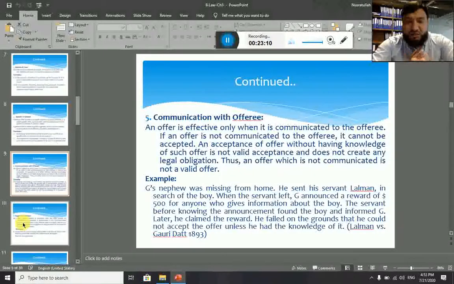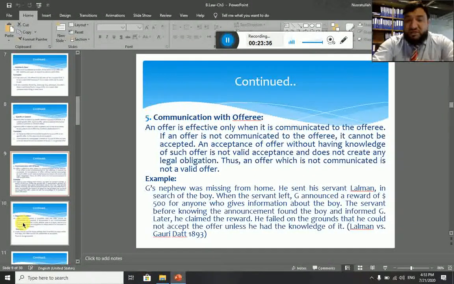Gauri and Lalman are two people. Gauri's nephew was missing from home. He sent his servant Lalman in search of the boy. When the servant left, Gauri announced a reward of $500 for anyone who gives information about the boy. The servant, before knowing this announcement, found the boy and informed Gauri. Later he claimed the reward.